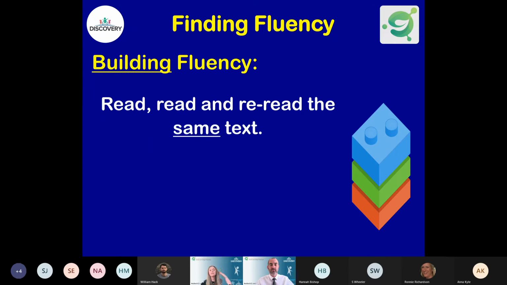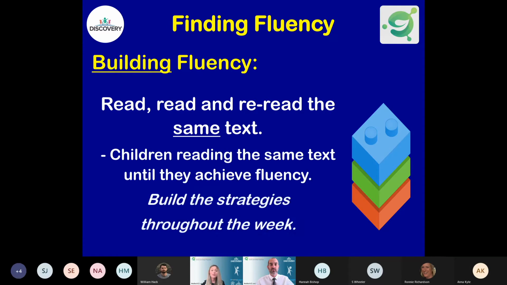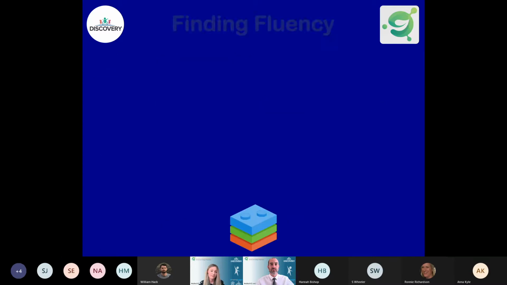Now, when I teach guided reading, we do it in a whole class structure. We teach whole class guided reading, and we read the same text for a week. We read it in lots of different ways. We read and reread the same text. And throughout the week, the children read the same text in order to achieve fluency. And we use different strategies throughout the week in order to achieve this.